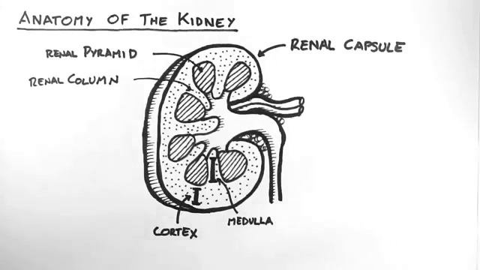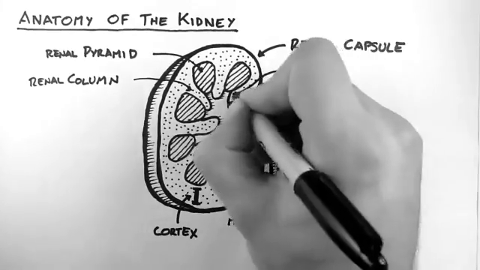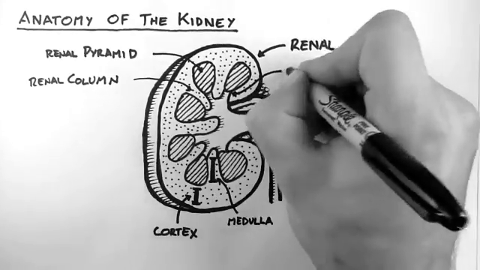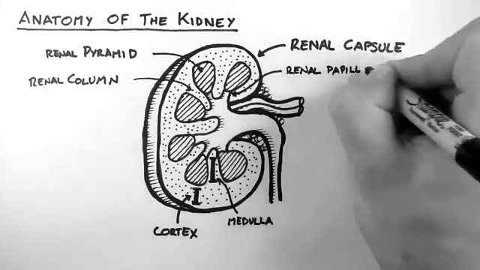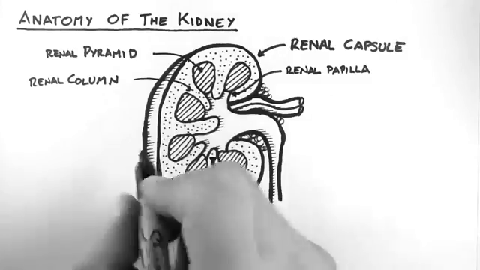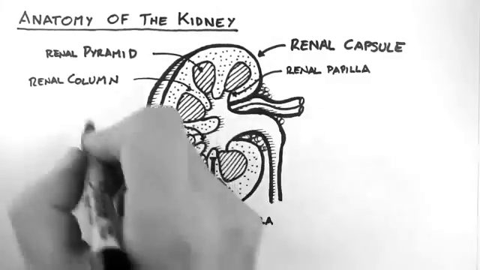The urine is carried in small tubules called collecting ducts, which run down through the renal pyramids, and then through the renal papilla, which is where the pyramids meet the minor calyces. This is a minor calyx here.